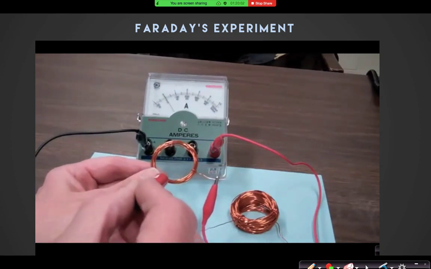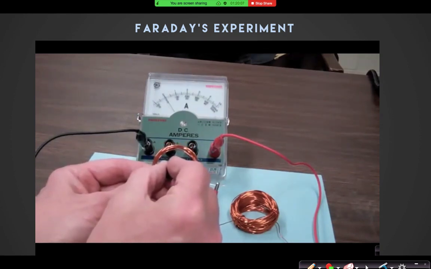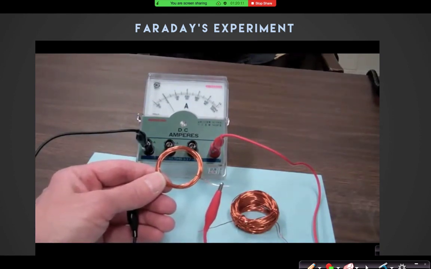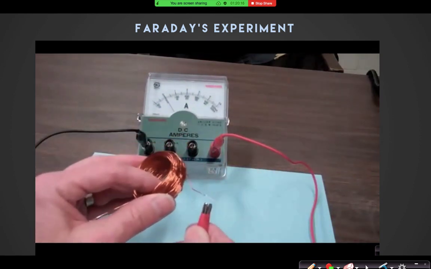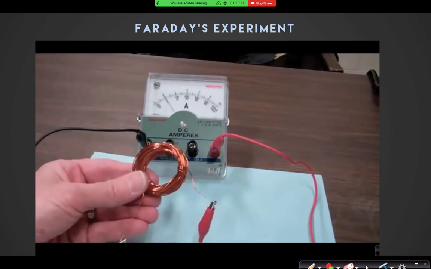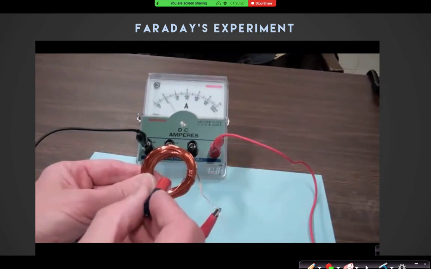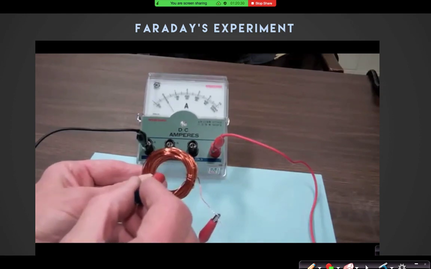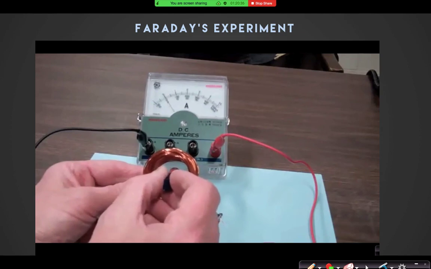Okay, so when the magnetic field is changing going into the coil, there's a positive current flowing. When it's changing coming out of the coil, there's a negative current flowing. And now let me connect the 100 loop coil. I'll start by moving the magnet in very slowly. You see a deflection to the right, pull it out to the left. If I go in quickly, you see a much greater deflection. So the rate of change in the magnetic field affects the current also.